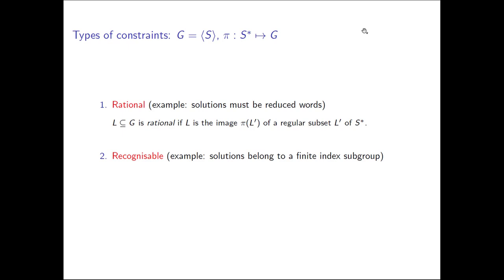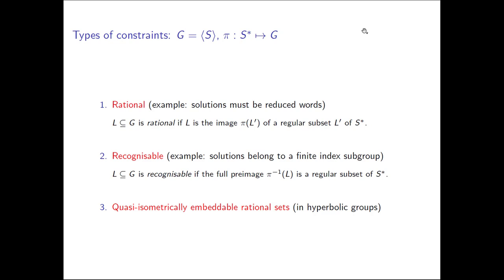Something else that does not appear around quite as much is recognizable. Let me not get into definitions, but just to say that saying that solutions belong to a finite index subgroup is such a constraint. And in hyperbolic groups you can't just work with all the rational constraints. That's too difficult, it doesn't work. So you work with a slightly different version, due to Diekert and Muscholl. These are some of the tools that we can use.